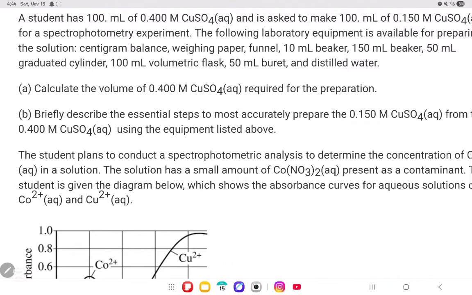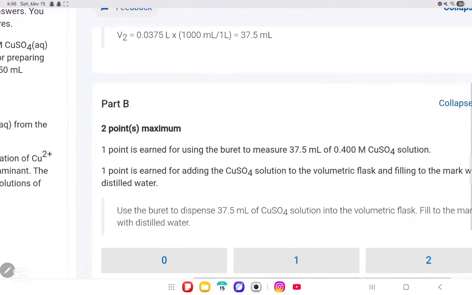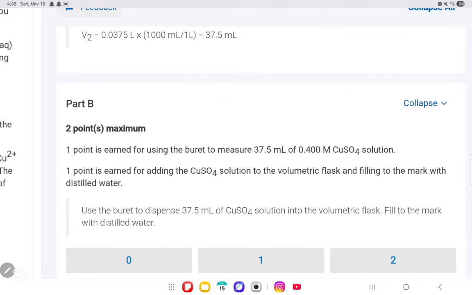They said in part B, briefly describe the essential steps to most accurately prepare the 0.150 molarity CuSO4 aqueous from the 0.400 molarity CuSO4 aqueous. Okay, so how should we prepare it now? Very simply, if you look at the answer key, it says we have 2 maximum points, and what are these 2 maximum points for?